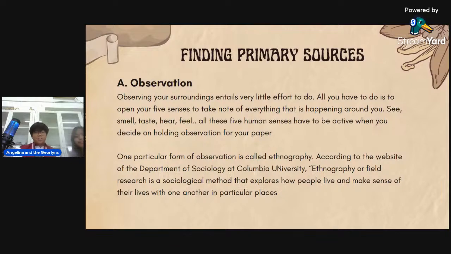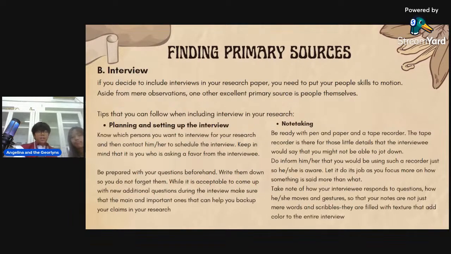Yeah. And next, interview. If you decide to include interviews in your research paper, you need to put your people skills to motion. Aside from observation, one other excellent primary source is people themselves.